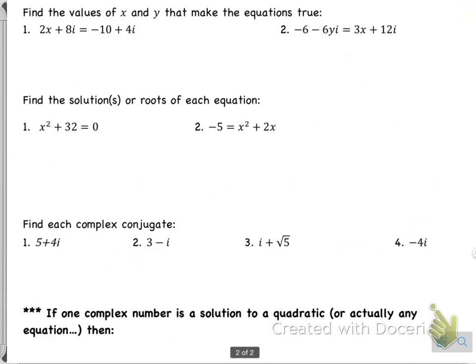The next ones are a couple of equations, and it says find the values of x and y that make the equations true. You've got 2x plus 8i equals negative 10 plus 4i. This may seem really complicated because you've got an x. Oh, there's no y in this case, but that's alright.